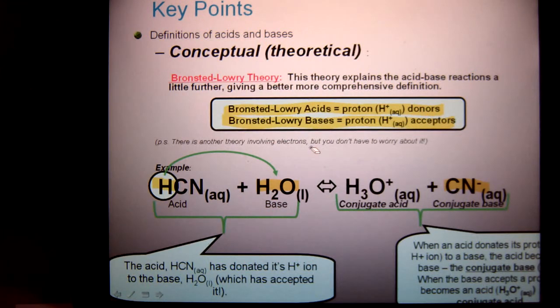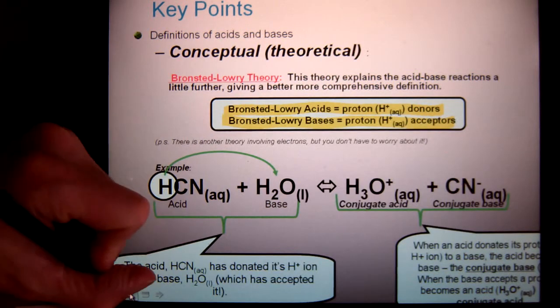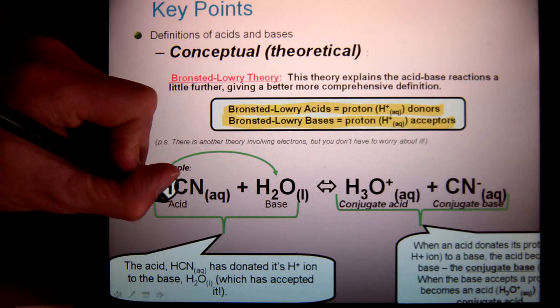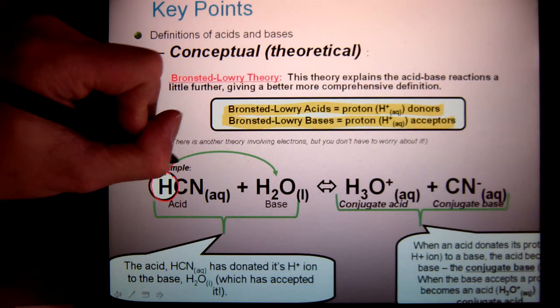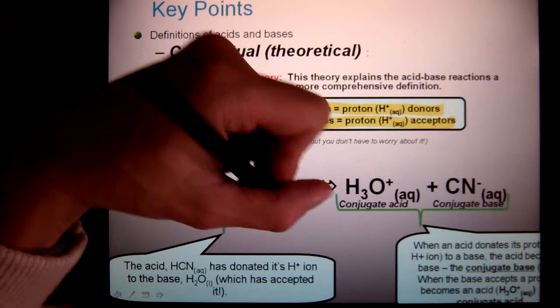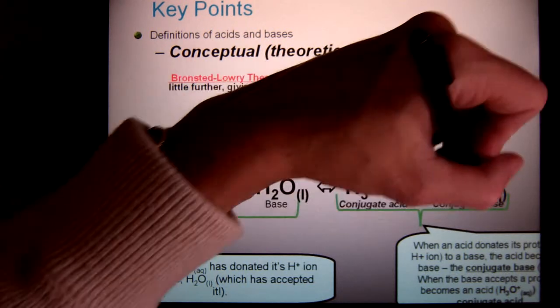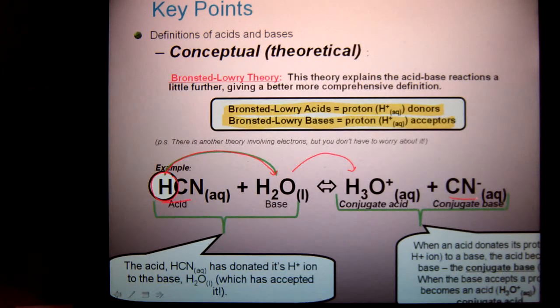So, if you're given a reaction, you can just see which reactant is the acid or the base just by following your H's around. So here's my H here. It was donated to the H2O, and I can see that because my water has turned into hydronium. Okay, it has accepted a hydrogen. So if it accepted a hydrogen, it must be acting as a base. Water can also act as an acid, but not in this instance. And you see HCN has turned into CN-, so it has lost a hydrogen, so therefore it must be an acid.